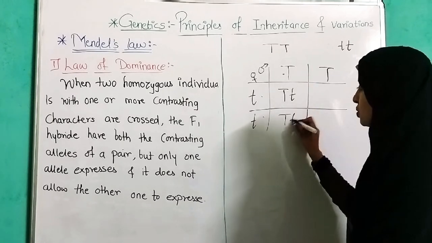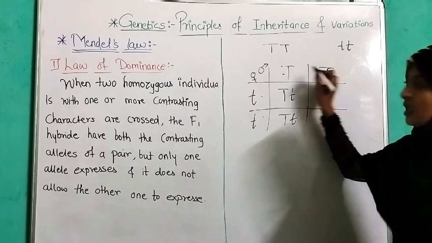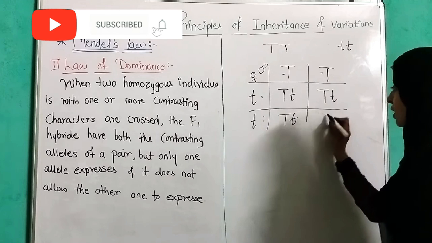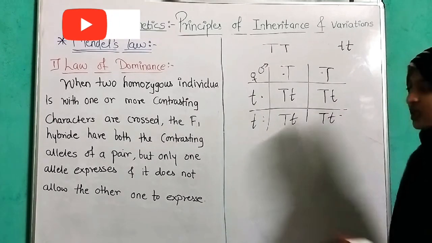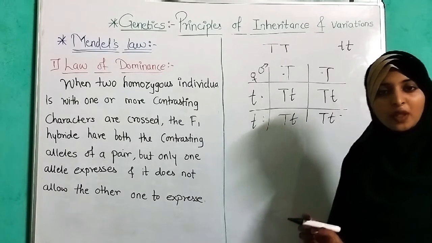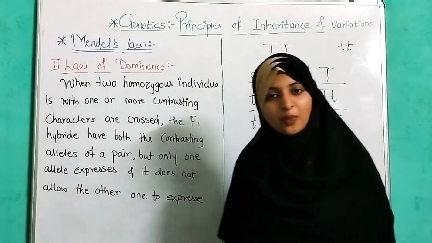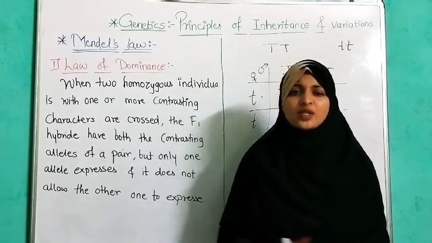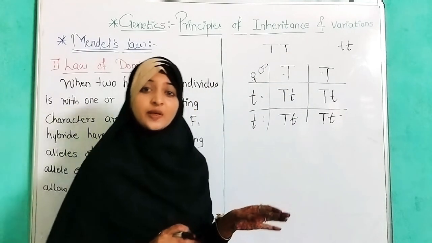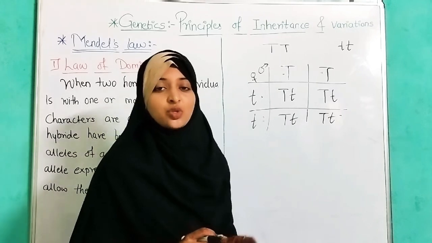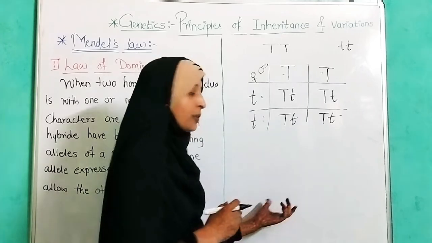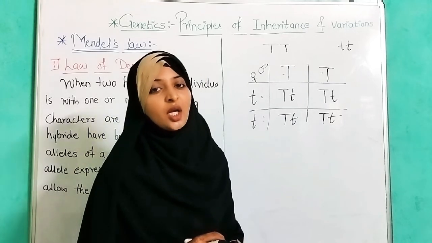So capital T, small t, same in every box. So what we get, all 100% are tall. Means phenotypic ratio is 4:0, genotypic ratio is 4:0. So what is the phenotypic ratio and what is the genotypic ratio? We have already discussed the phenotypic ratio. Phenotypic ratio is about physical appearance and genotypic ratio is about the genetic makeup.